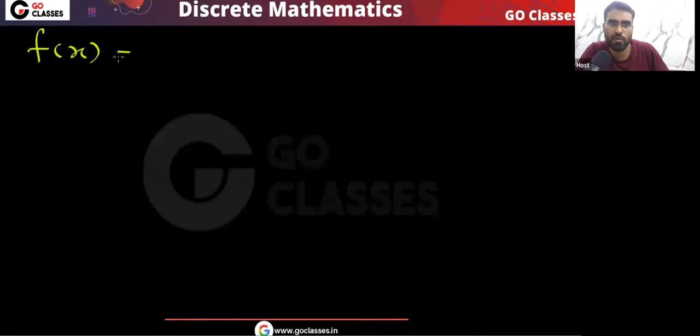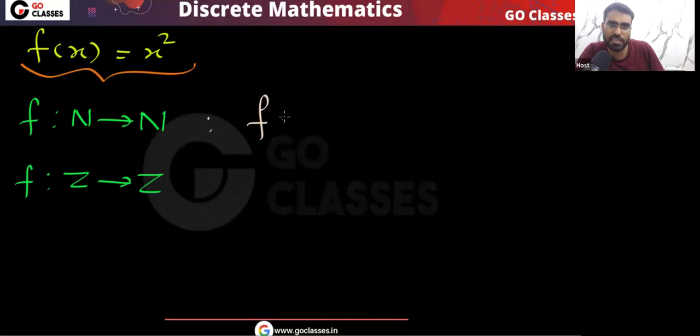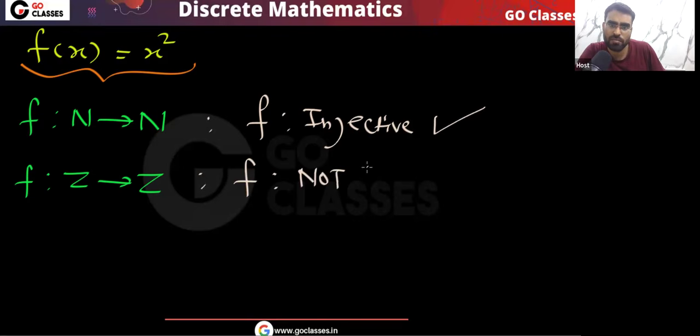Let me take this example: f(x) equal to x square. Now tell me, is this injective from natural numbers to natural numbers, or from integers to integers? In which case is this f injective? This function f(x) equal to x square, yes, in this case f will be injective, right? In this case it is injective, but here f is not injective. Why is f not injective when you have integers to integers?